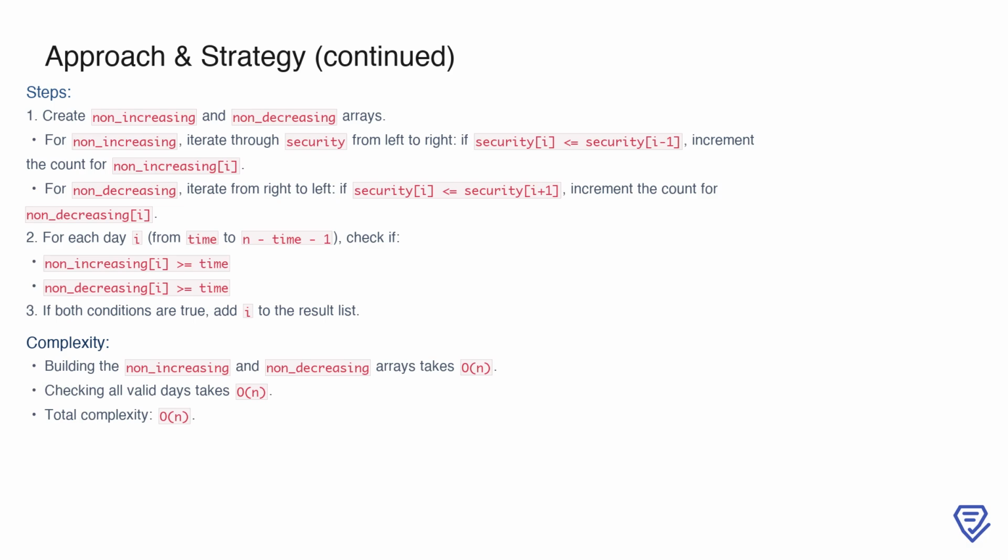Once these arrays are populated, we can evaluate each day from index time to n minus time minus 1. For a day to qualify as good, its non-increasing and non-decreasing values must both be greater than or equal to time. If these conditions are satisfied, the day is added to the result list. The pre-processing step and the validation step each take linear time, resulting in an overall time complexity of O(n). This is a significant improvement over the brute force approach, making it suitable for large inputs.